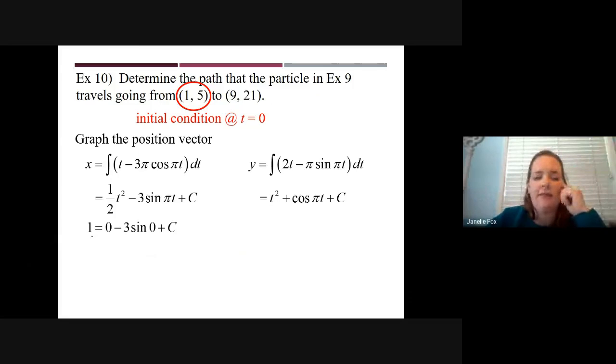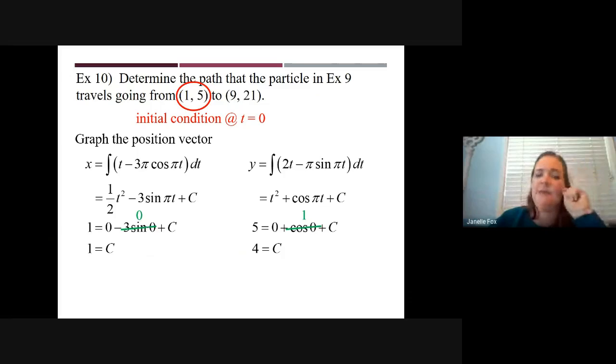So right here, the x value is 1, so it ends up being 0 minus 3 times sine of 0. Sine of 0 is 0, and so in this case, c happens to be 1. On the other guy, we'll plug in 5 equals this. And this is interesting because the 0 squared zeros out, but cosine of 0 is actually 1. And so what that means is that c is 4 right here.